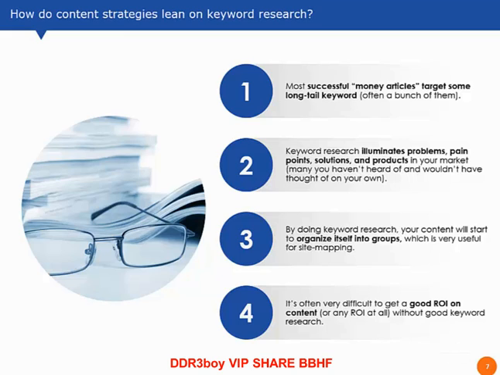And third, by doing keyword research, your content will start to organize itself into groups, which is super useful for site mapping, which is part of a content strategy. So for example, when I was doing keyword research for my now infamous and now dead shaving site, which was really successful for a really long time, I started to realize that there were some main categories that these keywords were falling into. For that site, it was safety razors, which is like an old-time razor, shaving brushes, and shaving soap. And I really didn't know that those were the three main categories that audience really cared about.